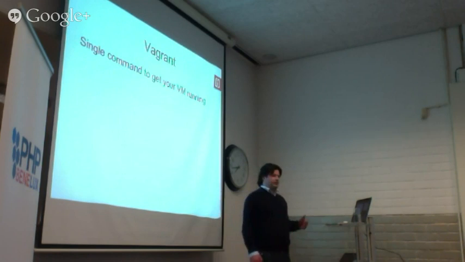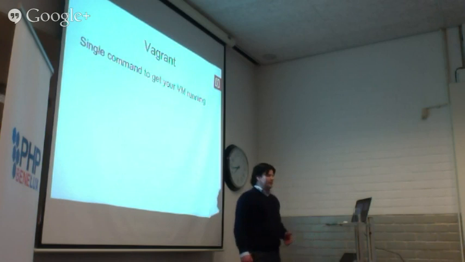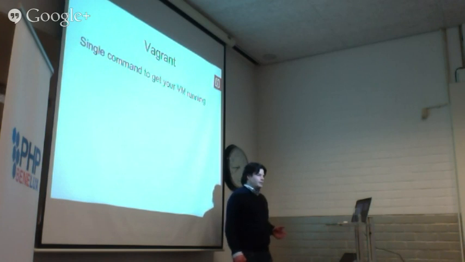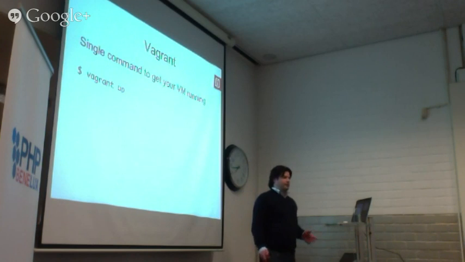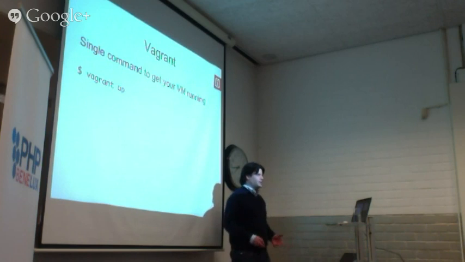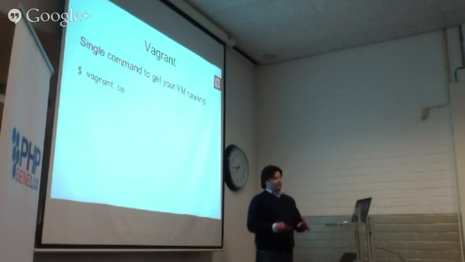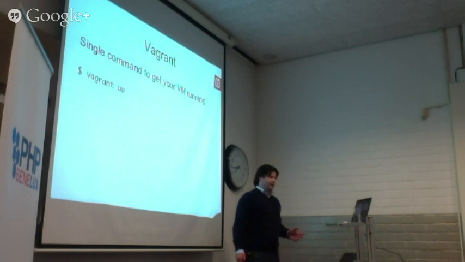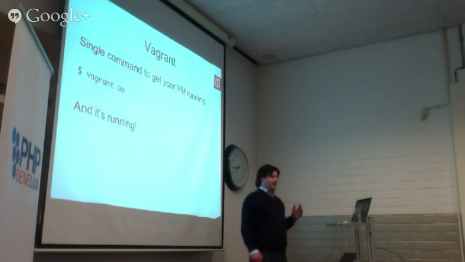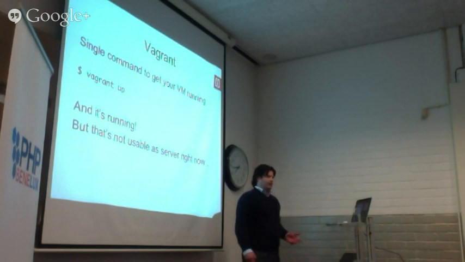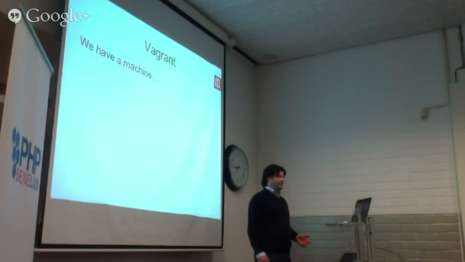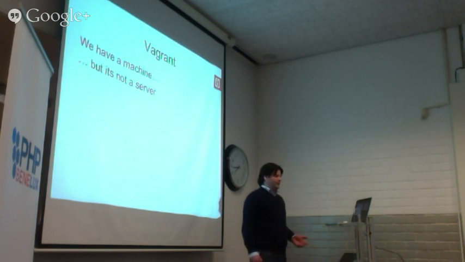So once you're done, you've got your basic configuration set up, you can build your image. All you are required to do is actually run one command, vagrant up. Then it starts building the image, imports your base box, which you define with your name, configures it for you with the shared folders, with the IP, with the memory limit, and everything you've configured it to do. And it's running. You've got your local development image up and running. It's accessible, it works, you can SSH into it, but it's not usable as a server. You've got a machine. However, it's not a server.